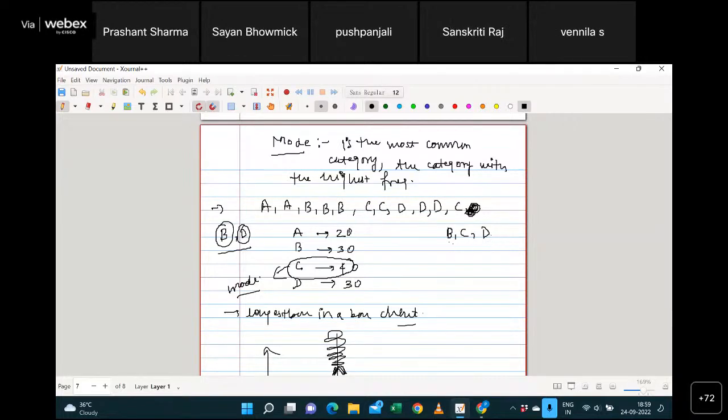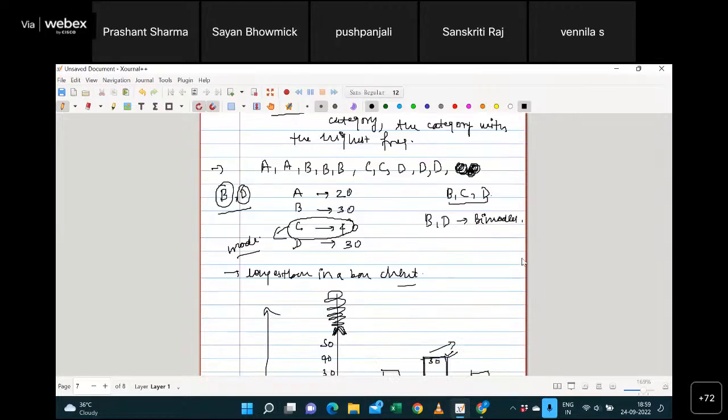So it is multimodal data, right? Multimodal data. Suppose now there is another data set, what will be the mode? B and D. Then what is this? This is bimodal. Is it clear what is the meaning of bimodal and multimodal?